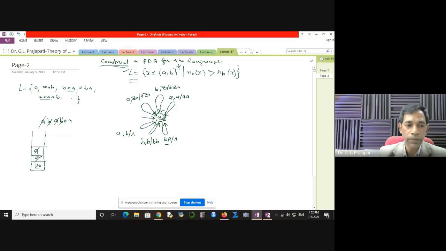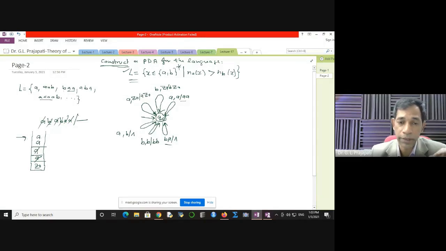Now input is A and top is Z0, so you save it onto the stack. Input is A and top is A, same symbols. If you see that the top of the stack is the same as the input symbol, you just save it. Once your input exhausts, there is no input, what you need to see is the top of the stack.